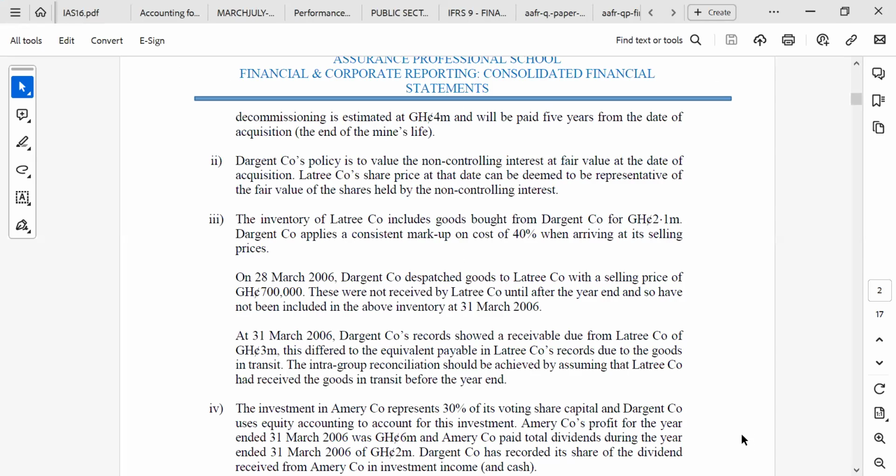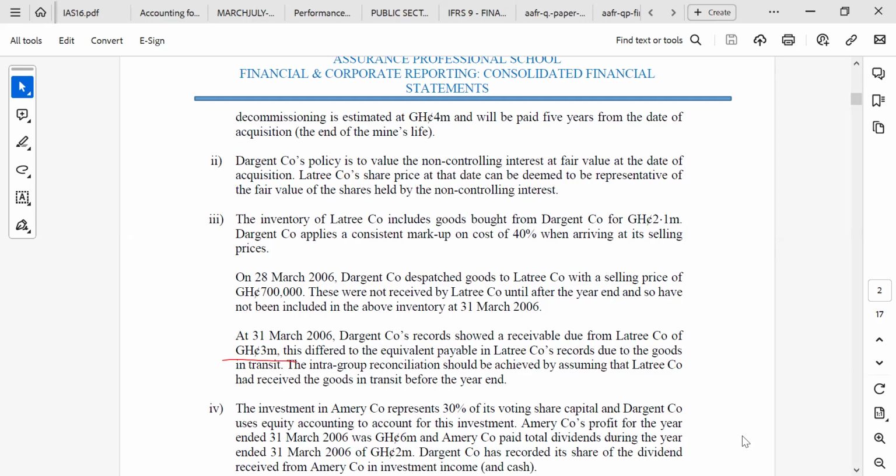At 31 March, Sergeant Cool's records showed a receivable due from Lottery Cool of 3 million. This differed from the equivalent payable in Lottery Cool's records due to the goods in transit. So if the Sergeant Cool receivable is 3 million, what will be the corresponding payables based on the information that we have? It will also be 3 million? No, please. This differed from the equivalent payable in Lottery Cool's records due to the goods in transit.